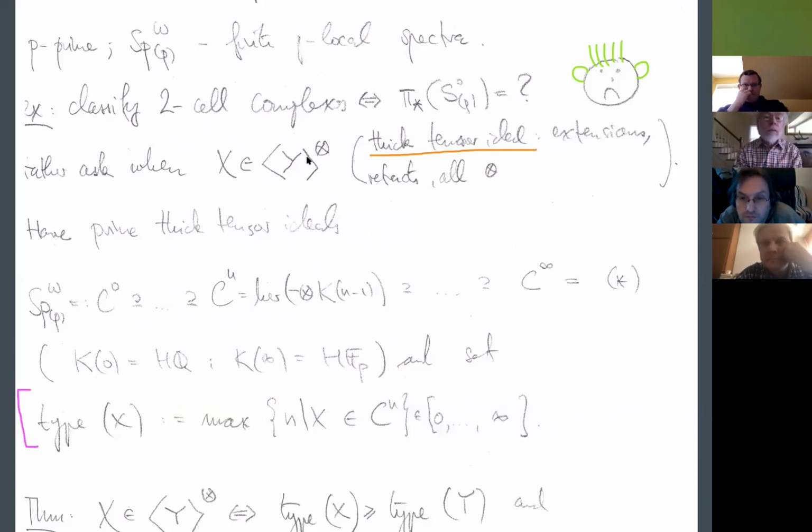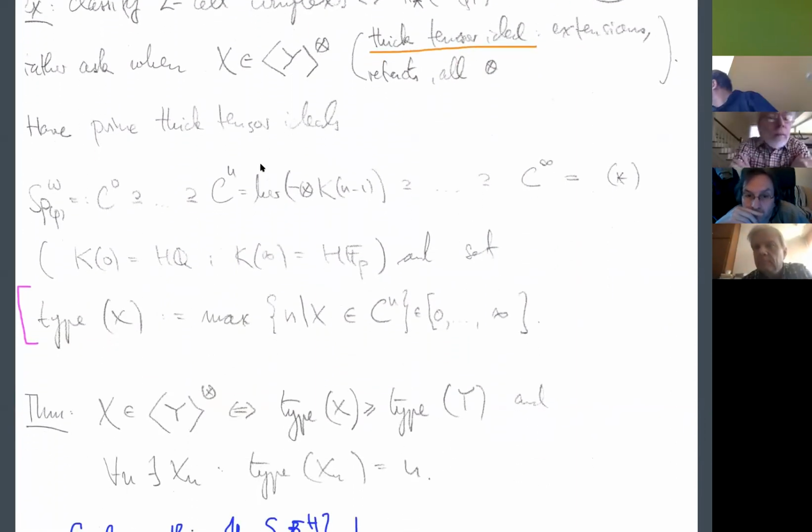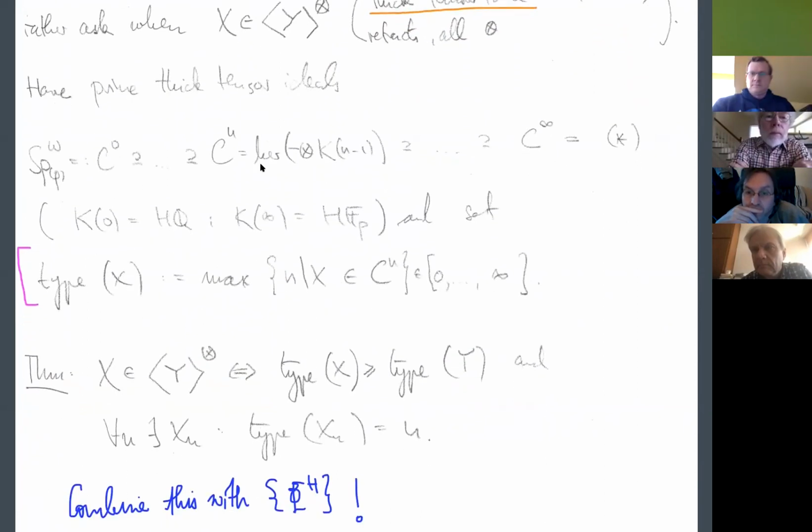Of course, that's not an equivalence relation, but it becomes one if you ask for equality. I mean, if you ask that X and Y generate the same thick tensor ideal, then it's an equivalence relation, which is clearly coarser than being equivalent, and you can try to classify finite complexes according to this. And this is what Hopkins and Smith did. So let me remind you of the result.